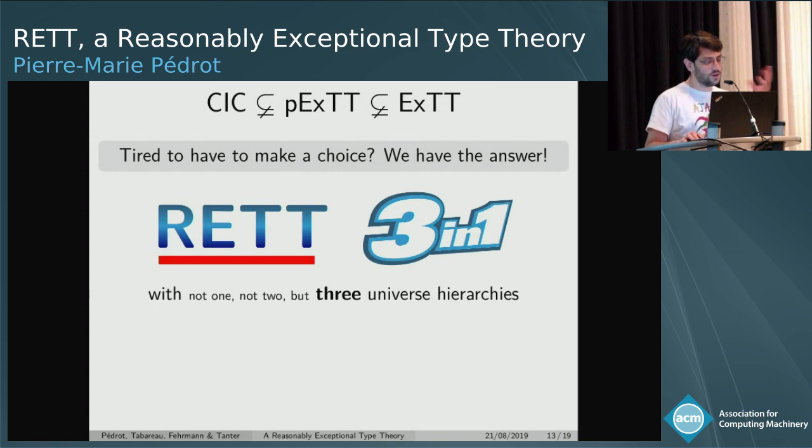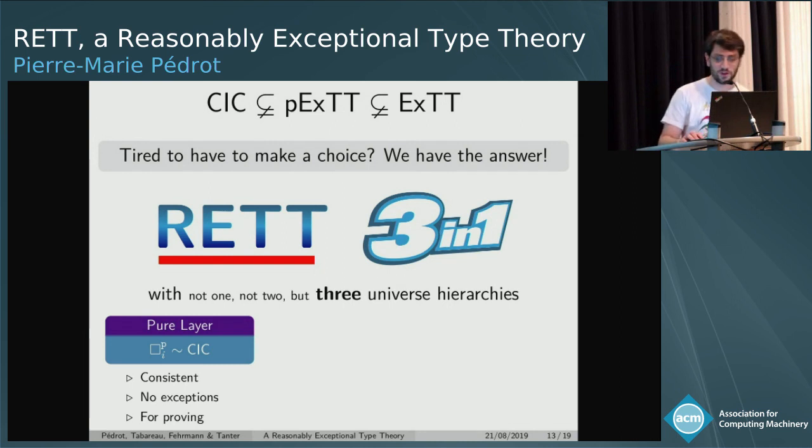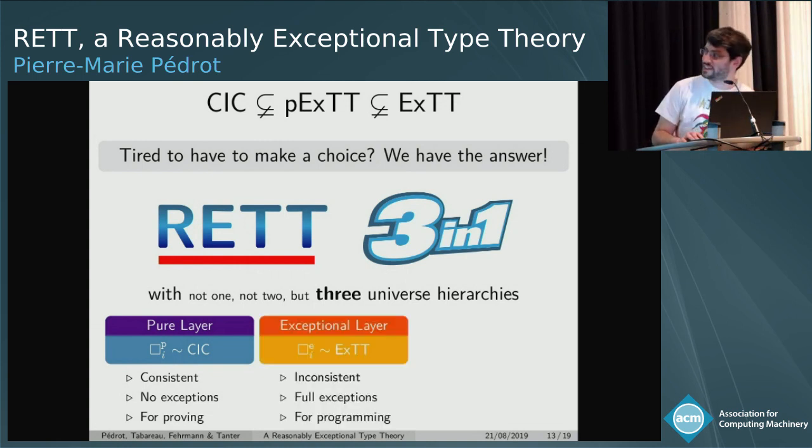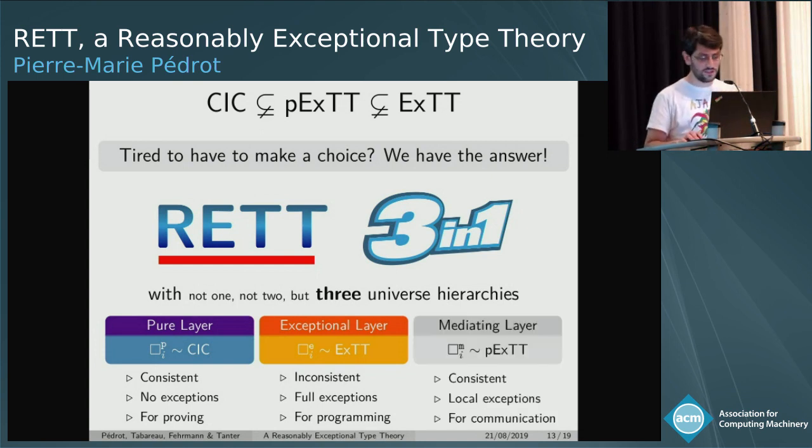So how does it work? You have not one, not two, but three universe hierarchies. The first one is called the pure layer. So it's type P, which corresponds to an embedding of CIC in your theory. With that, you get a consistent system that is completely pure, so no exception nor anything, that you can use for proving. You have the exceptional layer that is inconsistent. So it corresponds to the exceptional type theory. You can use it for full exception programming. And there is a third universe system that is the mediating layer, which corresponds to the parametric type theory that is consistent but has still some kind of local exception that can be used to make them cohabitate.